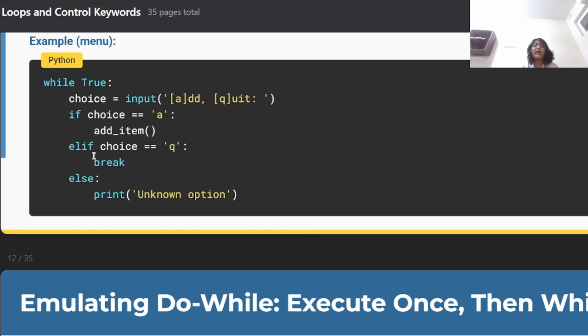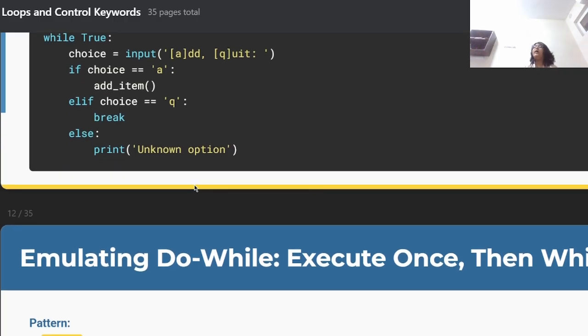If the choice is Q, we write elif, which means else if, in Python instead of else if, which we write in Java. So elif choice is equal to Q. In that case, the program will break. And in any case of other input, it will show unknown option.